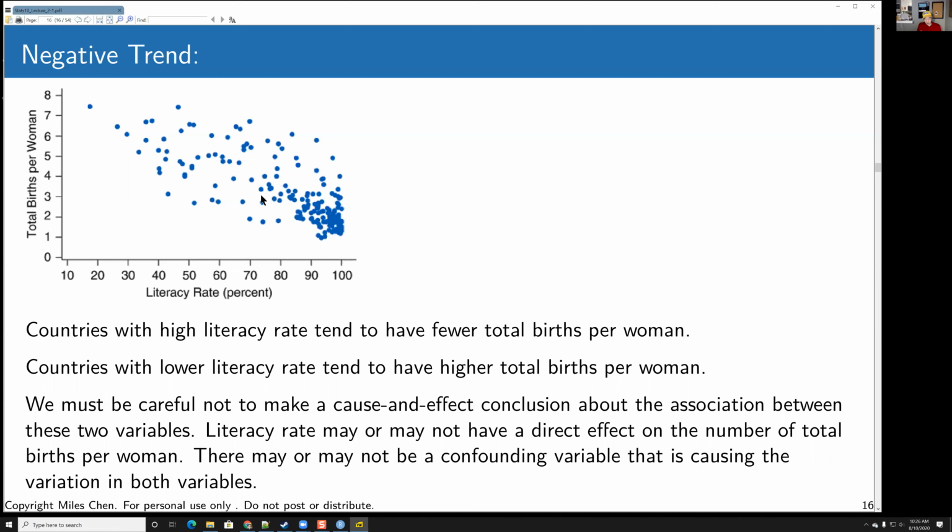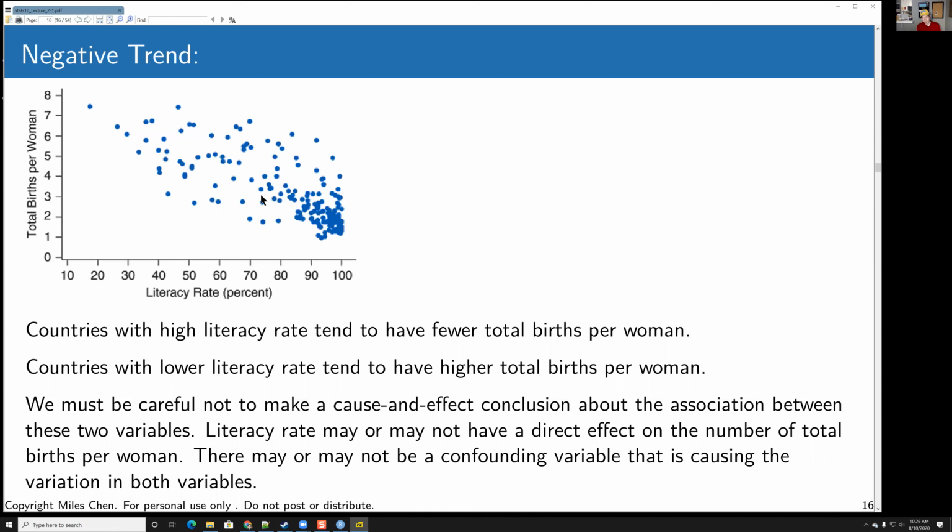In those places, and again, this could be a few decades ago, many families chose to have many births. There's high infant mortality, and that might have been associated with a time of low literacy. So it may not necessarily be that literacy is causing the total births per woman, or the total births per woman is causing a higher or lower literacy rate.